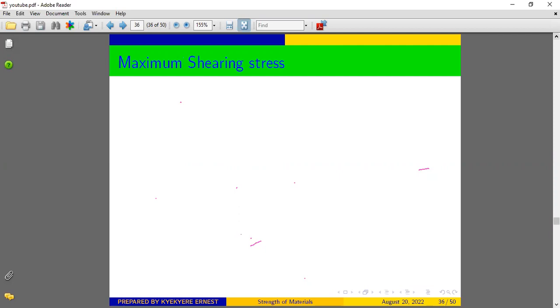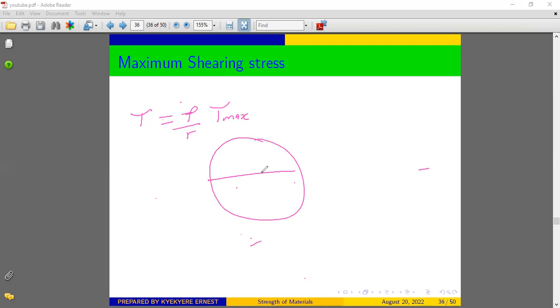Maximum shearing stress has already been explained, that was what was done in the previous slide, that the shear stress at every point is equivalent to rho over r times the maximum shear stress. And we said that that varies along the radius of the circle. So from the center of the circle, the shear stress is zero, but it increases as you move along the radius to the edge of the circle, and the maximum occurs. So the distribution is going to be like this along the center.